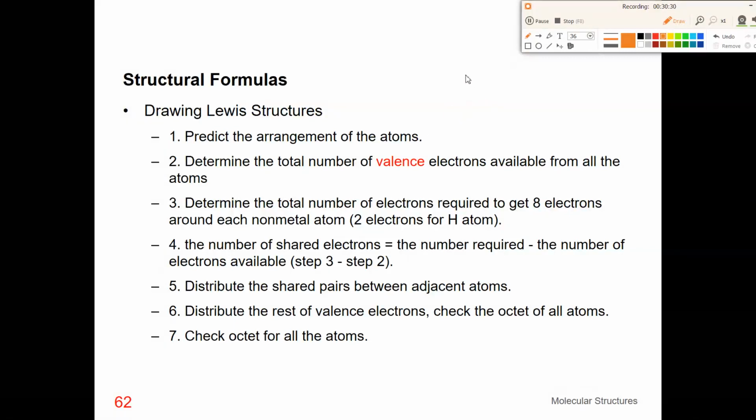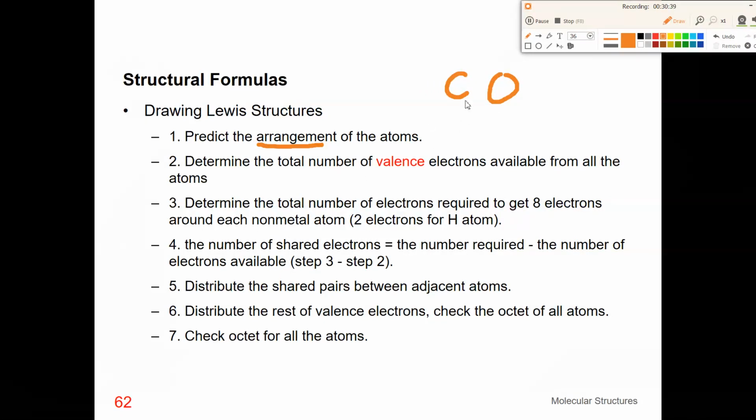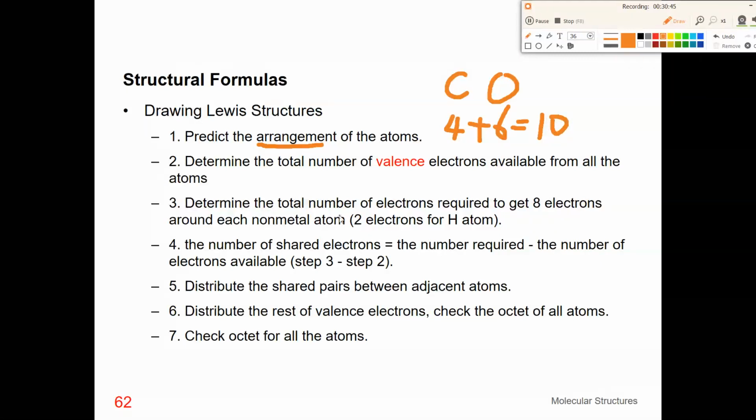I'll probably still use carbon monoxide, it's easier. Arrangement: carbon is going to be central. In this case, total number of valence electrons: carbon 4, oxygen 6, total number of valence electrons is 10. Then the total number of electrons required.